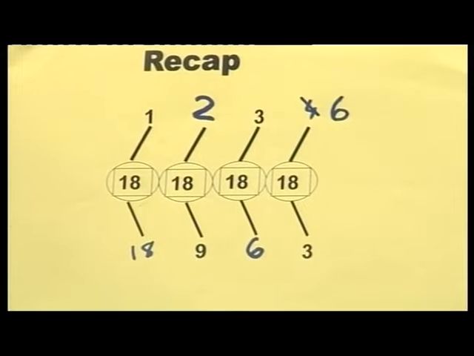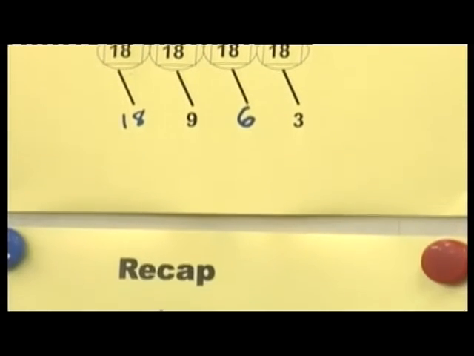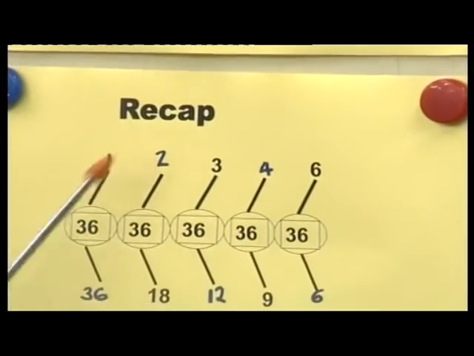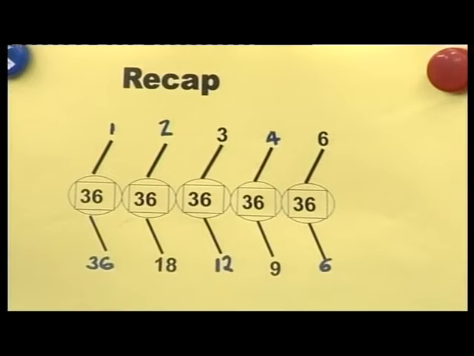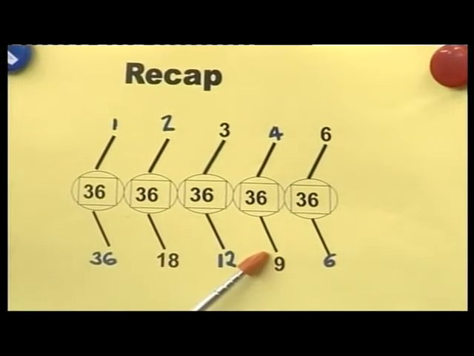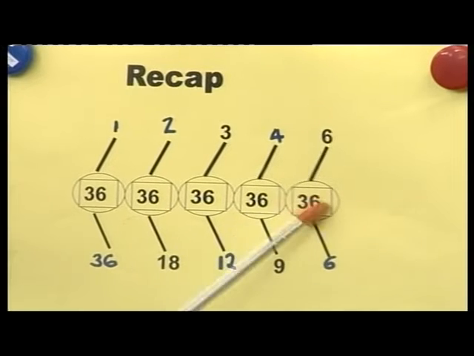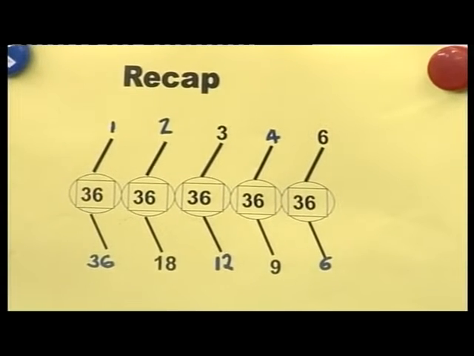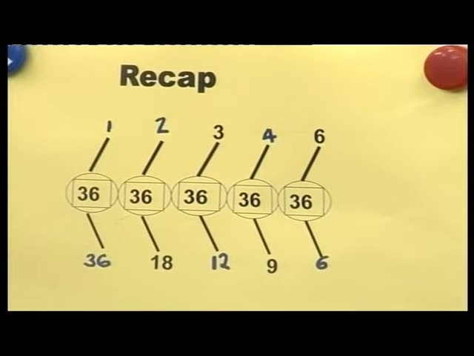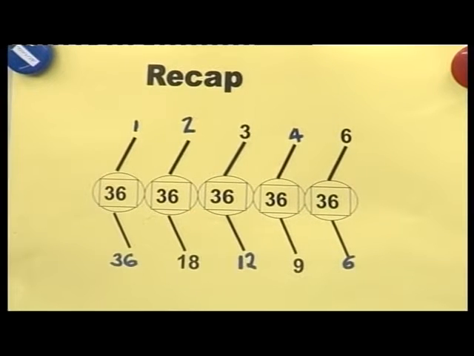Let's now move on to factors of 36. 1 times 36 is 36. 2 times 18 is 36. 3 times 12 is 36. 4 times 9 is 36. And the last one, 6 times 6 is 36. So I'd like us to give 2 big claps to those students who have come up and wrote their correct factors of those two numbers, which are 18 and 36. Together, 1, 2.